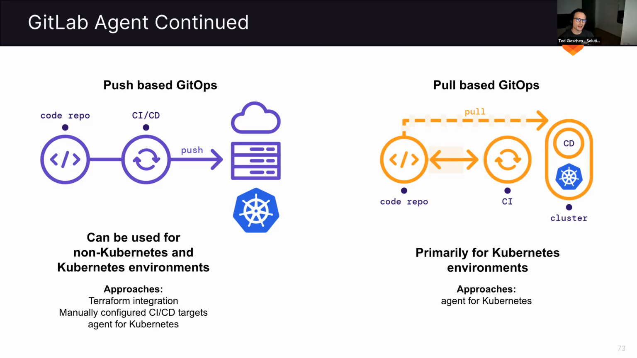You also, however, have the pull-based model. Now, with this model, your agent will actually be within your Kubernetes cluster and regularly connect with GitLab and monitor the repository for any changes. If any changes are detected, the agent will be leveraged to apply those changes to your cluster. It also makes sure that if any manual changes were made to your cluster, it is returned to the state defined within your repository to prevent any drift.